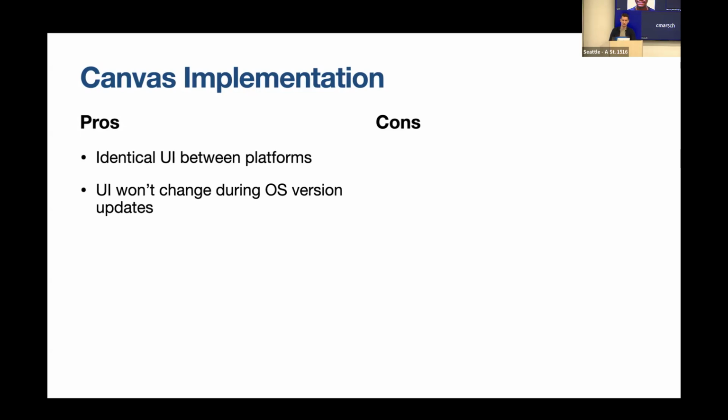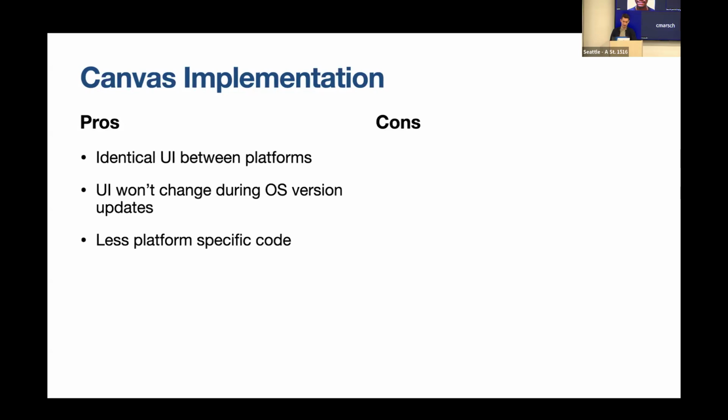The UI won't change during any OS version updates. So for example, if a user updated their Android or iOS phone, sometimes the styling of buttons and things like that could change in different operating system versions. And with this canvas approach, there will be no change based on the operating system version.